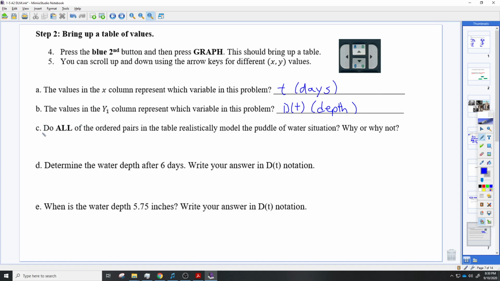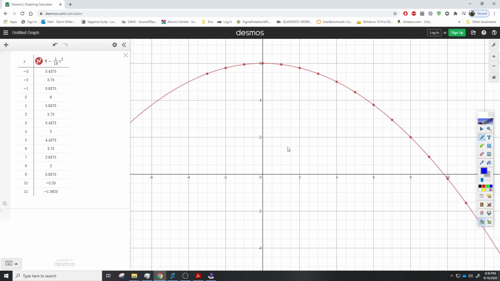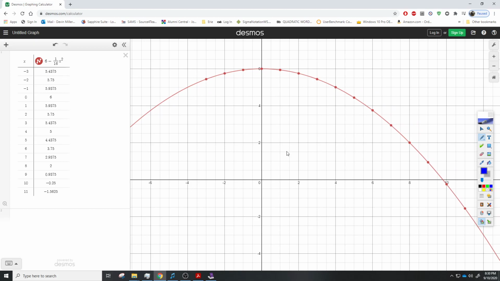Okay. Do all the ordered pairs in the table realistically model the puddle of water situation? Why or why not? So if we look at all the numbers on both sides, does it realistically model the situation? Well, there are some that don't make sense, right? If x values mean days, it wouldn't make sense to say -1 days or -2 days. So there is a cutoff at this point. We're probably going to be looking at where it starts at 0 over here, 0, 6. So this one is probably the starting point, because we're going to look at it the very first day. As soon as it's done raining, we see the puddle, we measure it, it's 6 inches deep.